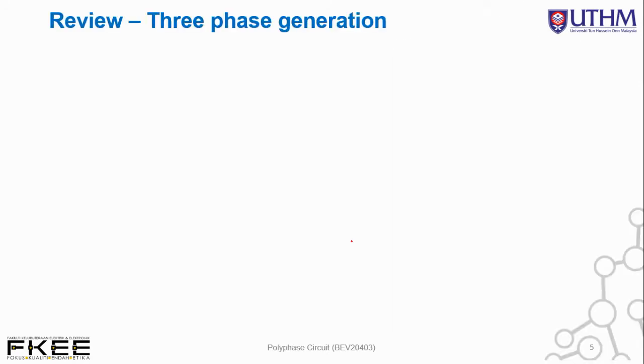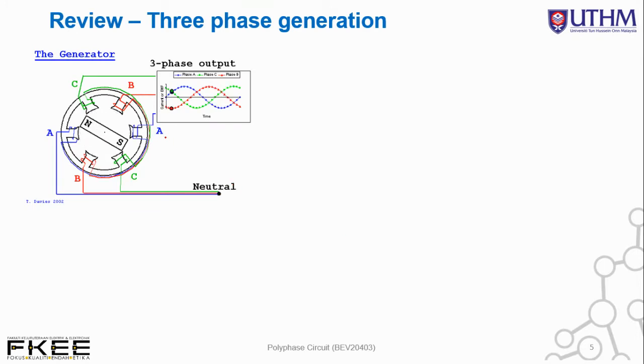2.1 Introduction. Review of three-phase generation, which we have seen earlier in topic number 1. We have our generator, for example. We have phase A, and another phase A which is connected together all the way to the neutral point. Then we have the second phase, B, and this is interconnected, B and B, all the way to the neutral point.